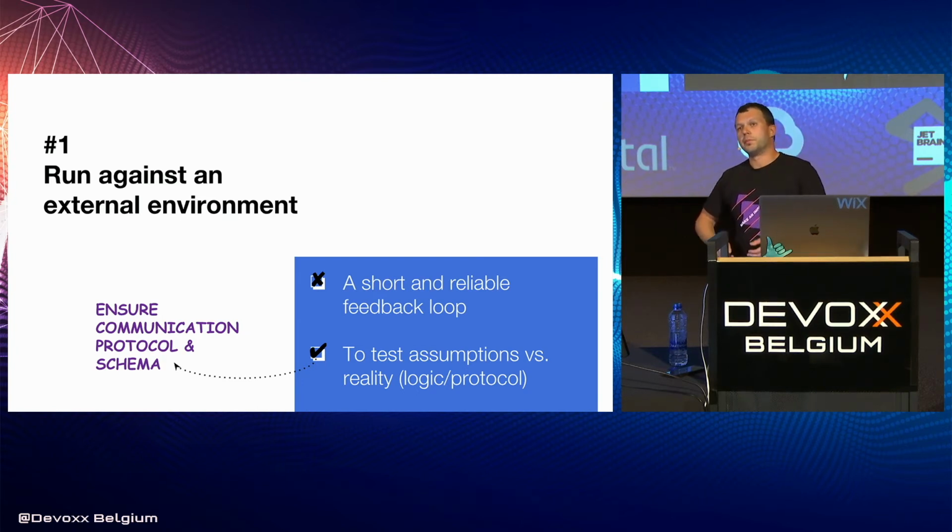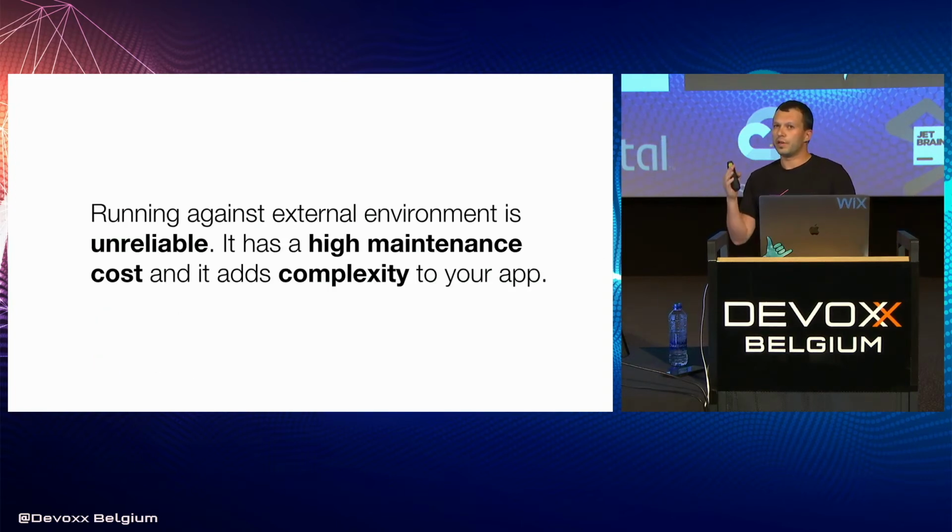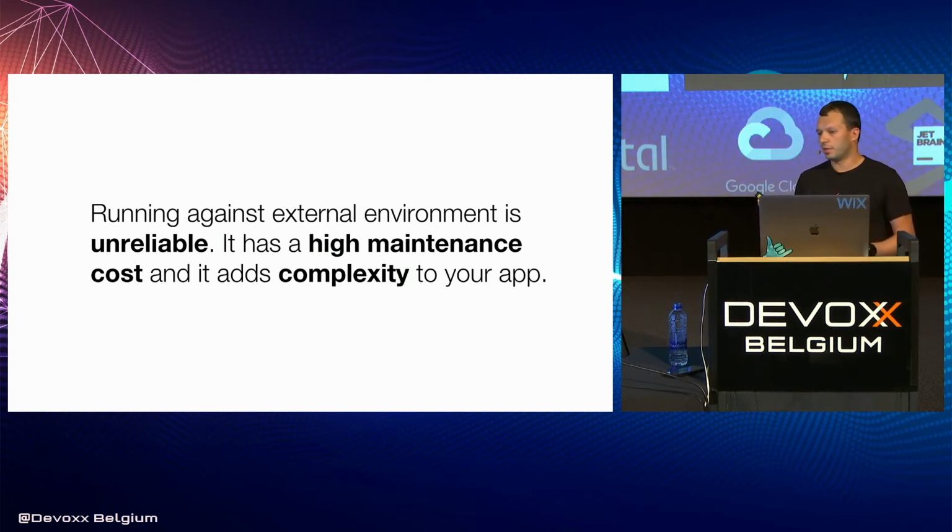Still, you can't test some non-happy paths. For example, the server is down, or the server returns some errors. And the bigger problem with this approach is that running against an external environment is unreliable. It has high maintenance cost and adds complexity to your application. I'll explain what I mean by it.